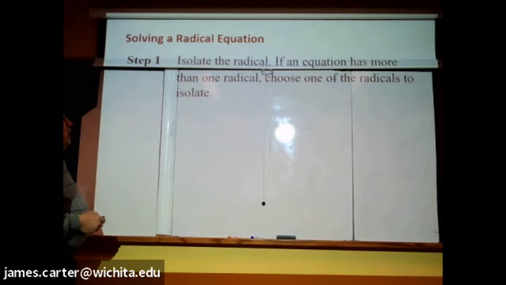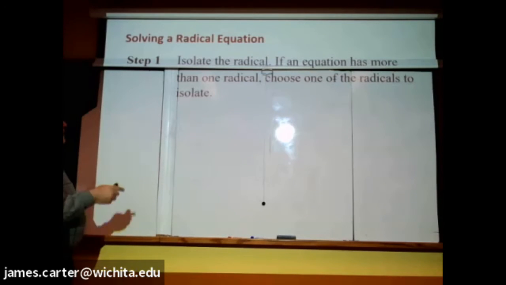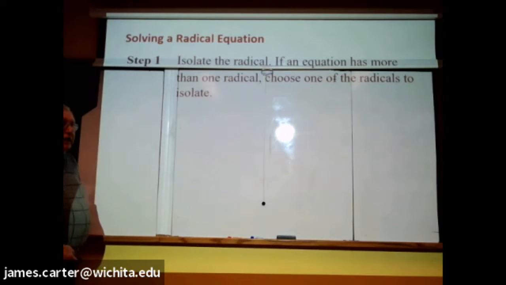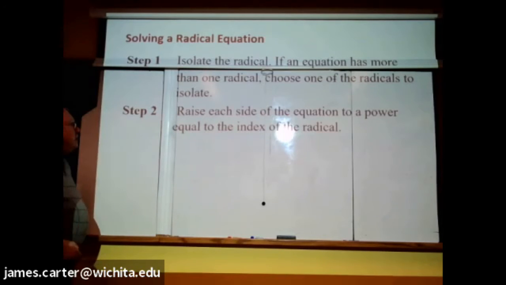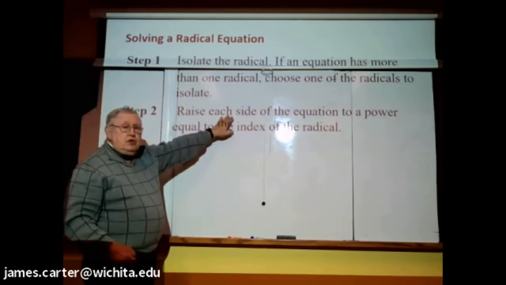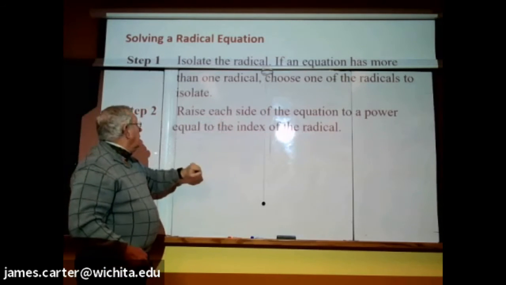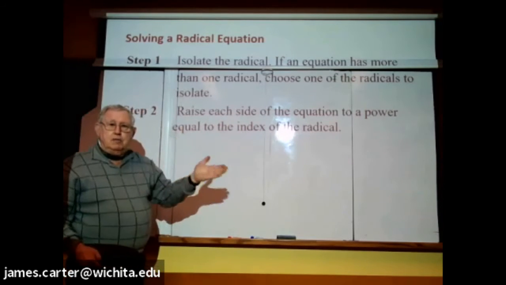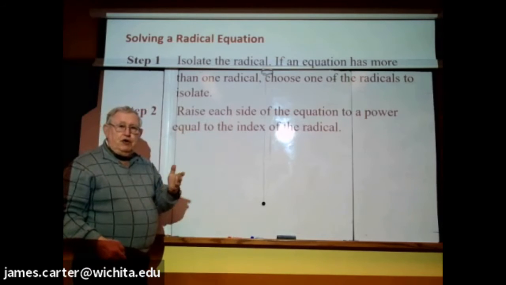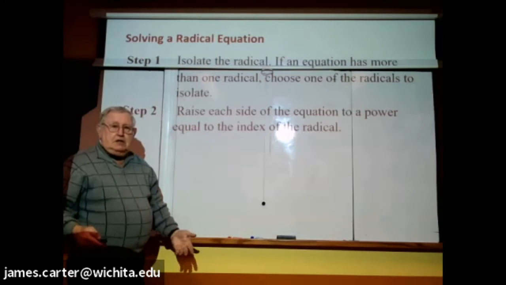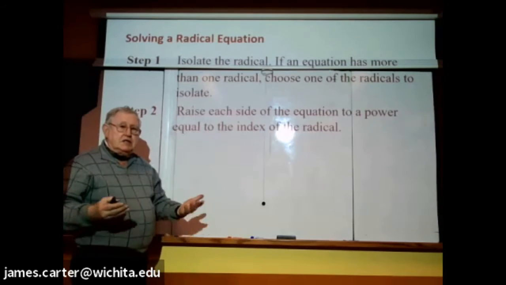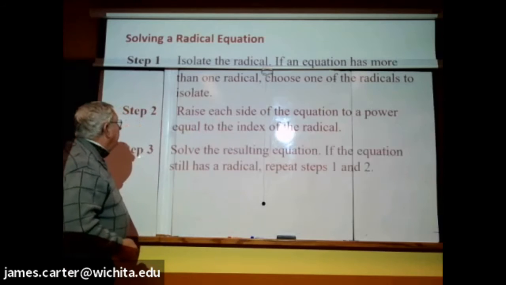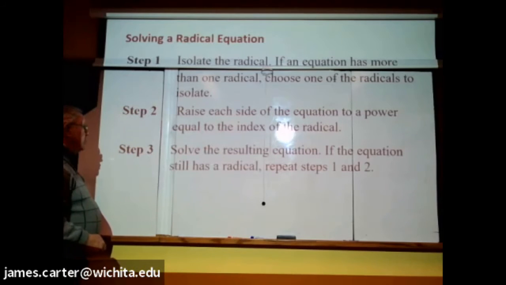So, we isolate one radical on one side of the equation. If there's more than one radical, choose one of them to have on the left by itself, and then anything else in the problem on the right. The second step, if it is a square root, square both sides, equal to the index of the radical. If it's a cube root, then you cube both sides. If it's a fifth root, you take both sides to the fifth power, whatever it takes to get rid of the radical. And then solve the remaining equation.